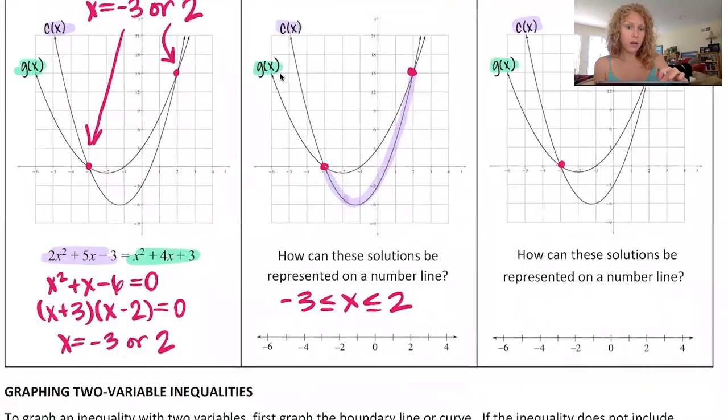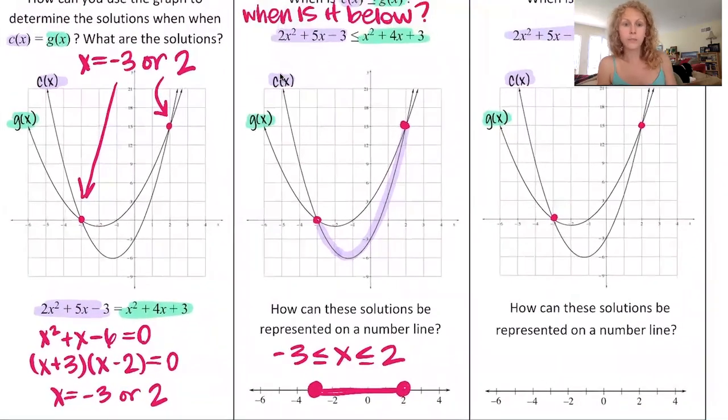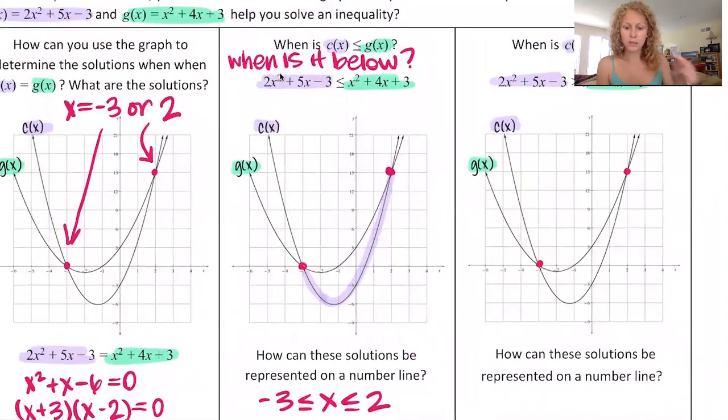On a number line, you would put a solid circle here. You would close your circle here and you would connect, oops, I erased it. You would connect the dots from here to here. And your solution would be this, 2 parts. So when is c of x below? Well, in that section.